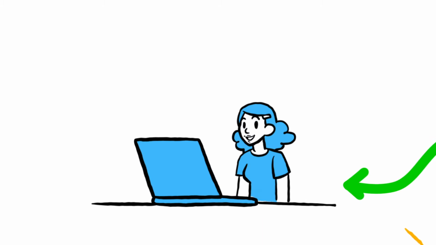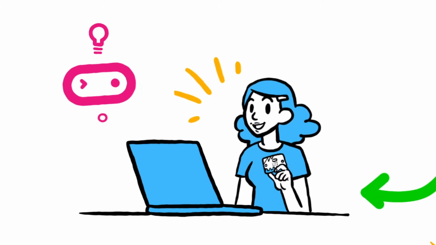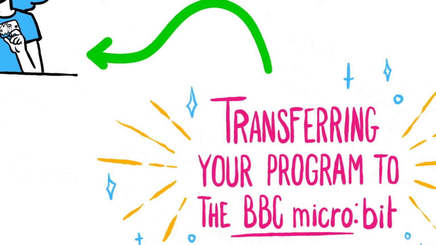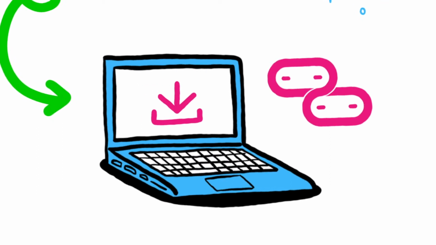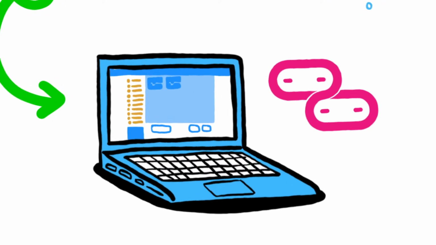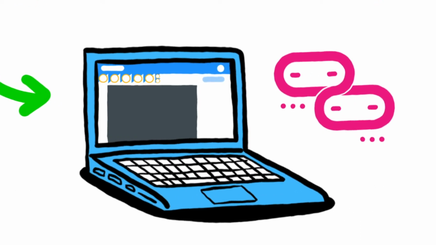Once you're happy with your program, it's time to try it out on your BBC Microbit. It's a simple two-step process. Step one is to download your program from the editor on your computer. In both the MakeCode and Python editors, your program needs to be downloaded as a hex file.